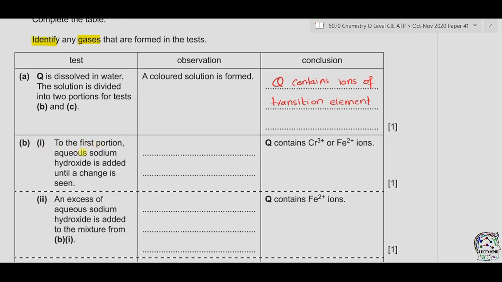B. To the first portion, aqueous sodium hydroxide is added until a change is seen. And the conclusion is that Q contains chromium plus 3 or iron plus 2 ions. Now we know that chromium plus 3 forms a green precipitate with aqueous sodium hydroxide. Iron plus 2 also forms a green precipitate with aqueous sodium hydroxide. So the observation is a green precipitate.